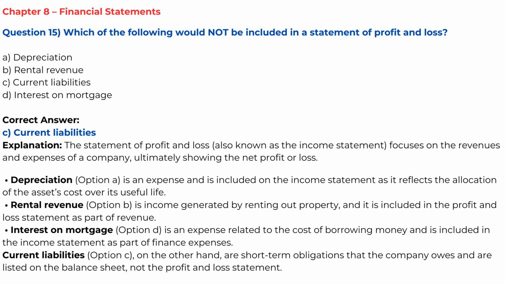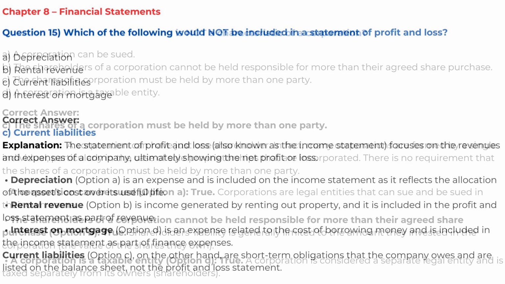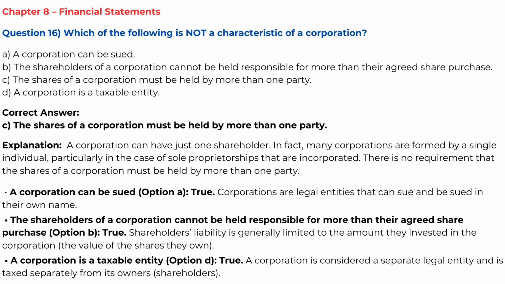Current liabilities, option C, on the other hand, are short-term obligations that the company owes and are listed on the balance sheet, not the profit and loss statement. Question 16. Which of the following is not a characteristic of a corporation? Correct answer, C. The shares of a corporation must be held by more than one party.